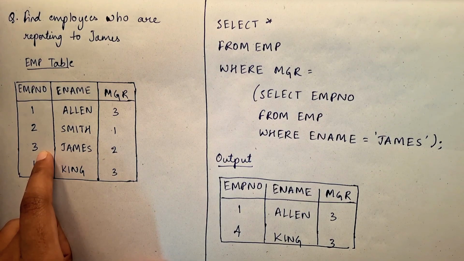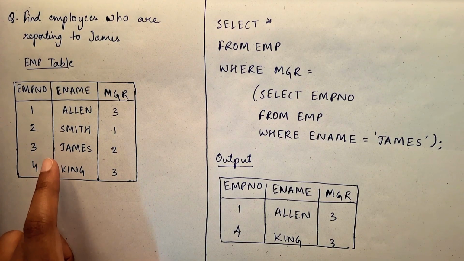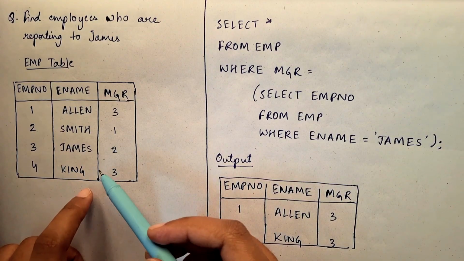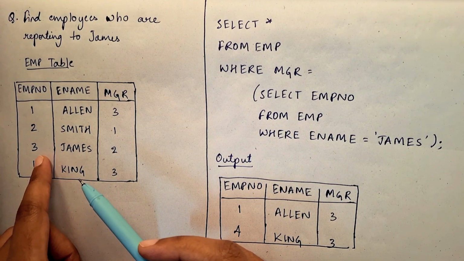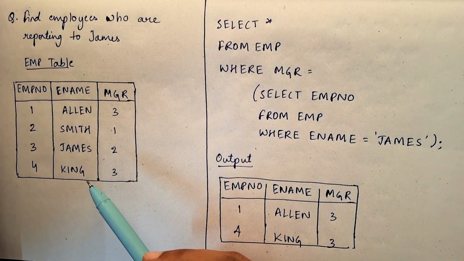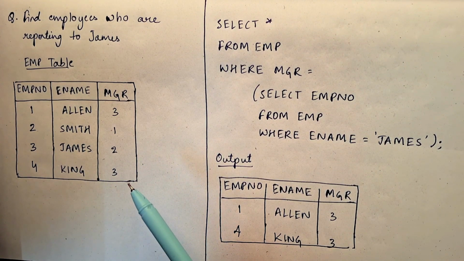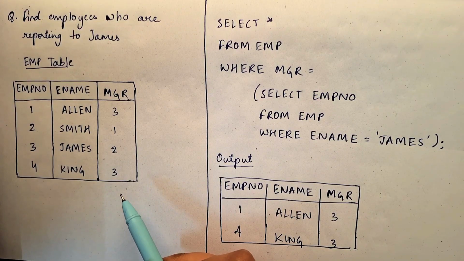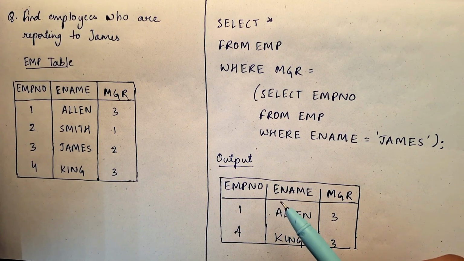Now think logically. If an employee is reporting to James, then their MGR should be equal to 3, because 3 is James's employee number. So our condition should be where MGR is equal to 3. Now based on this, we will write the query.